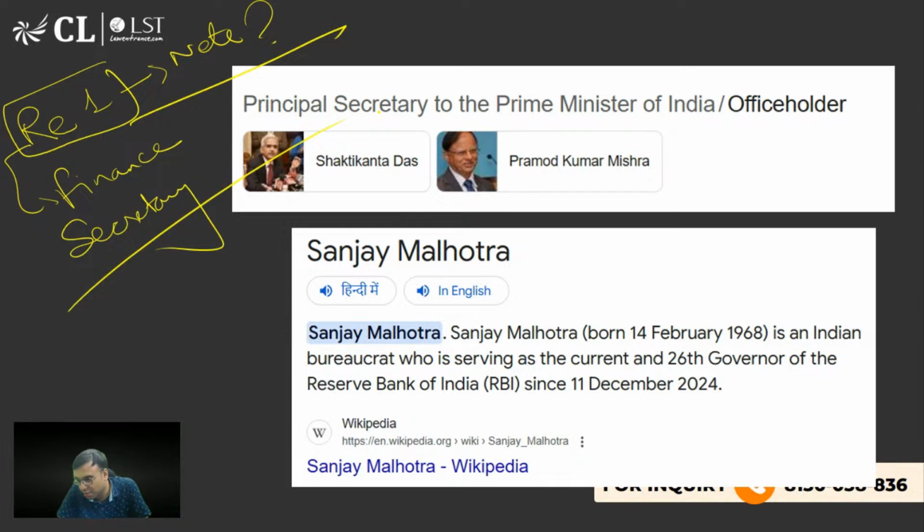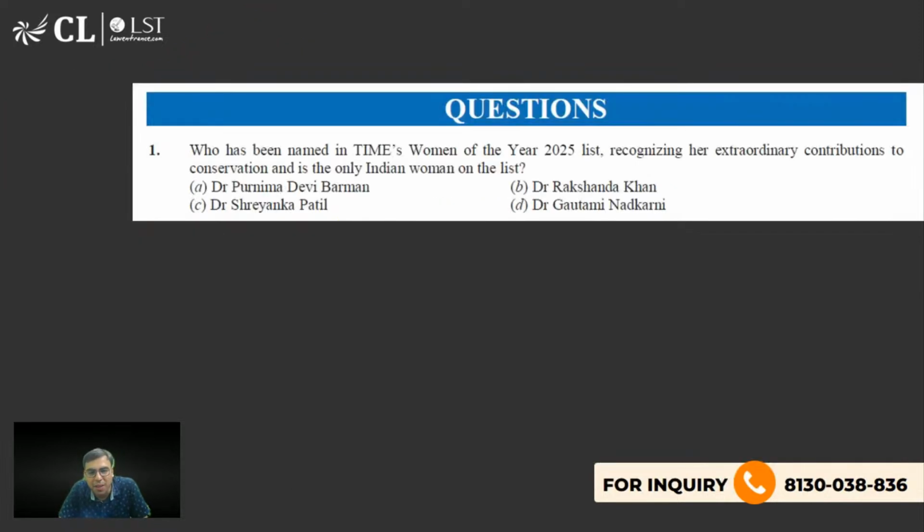हाँ, अब 1 रुपया you will not find, but I have seen in my life, मैंने 1 रुपया देखा है, and I have seen the signature of finance secretary.